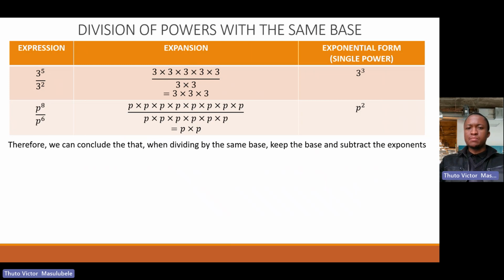Again, look at the relationship when dividing powers with the same base. Look at the relationship of the exponents in the expression and the exponent in the single power. You will realize that when you subtract 2 from 5, you'll end up with 3. So 5 minus 2 will give you 3. So in other words, when dividing powers that have the same base, what you do is that you keep your base and you subtract the exponents. And the second example illustrates that further.